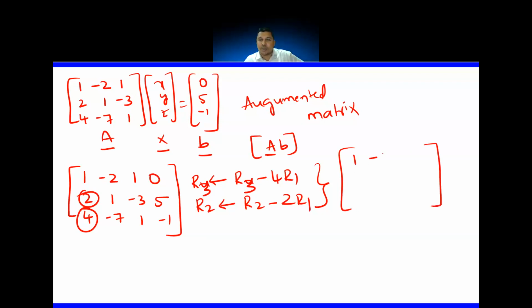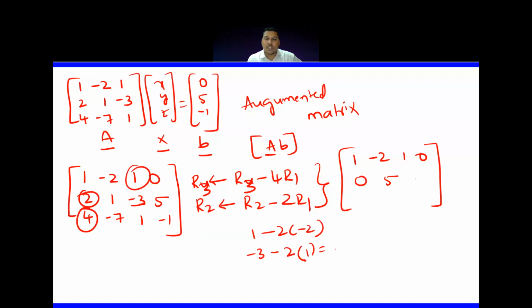R1 does not change, so it stays 1, minus 2, 1, 0. For R2 minus 2R1: 2 minus 2 into 1 is 0; 1 minus 2 into minus 2 becomes 5; minus 3 minus 2 into 1 becomes minus 5; and 5 has no change, so it remains 5. Similarly, if you do R3 equals R3 minus 4R1, I will quickly write 0, 1, minus 3 and minus 1. This is what we get.